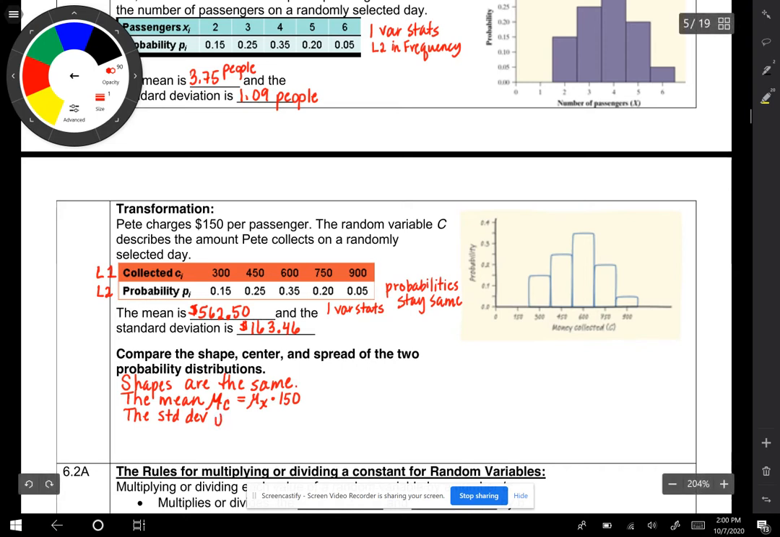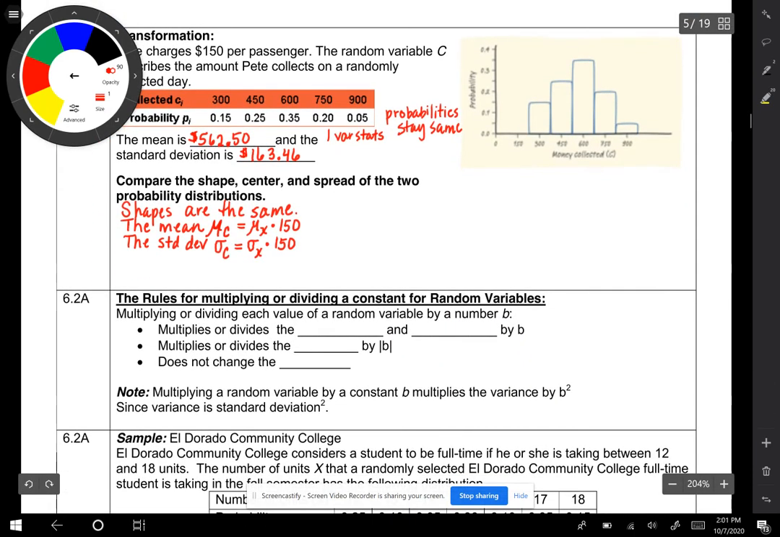So the standard deviation of the transform variable, C, is equal to the standard deviation of the original distribution times 150. So 150 times 1.09 gave me 163.46, close enough anyway. So the transformation rules did apply.